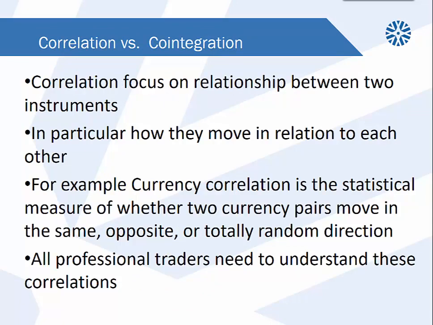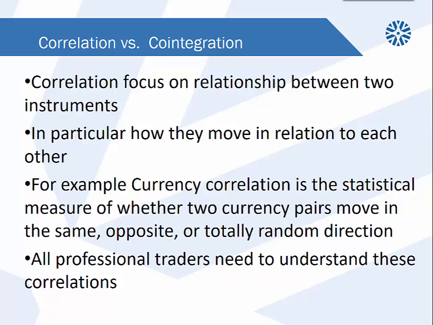So, if we have a little look at correlation first, correlation focuses on the relationship between two instruments, and in particular, how they move in relation to each other. I'm going to use examples within the FX markets, the foreign exchange markets, and so here you can show how currency correlation is the statistical measure of whether two currency pairs move in the same, opposite, or totally random direction.